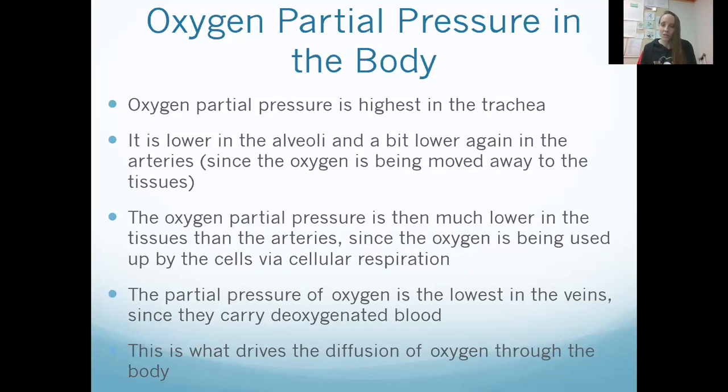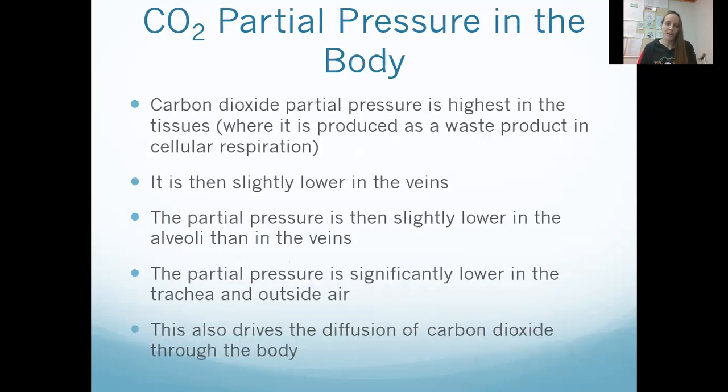Your veins will also have a really low partial pressure of oxygen because the blood in your veins is for the most part deoxygenated. And so all of the diffusion of oxygen from your alveoli into your capillaries and then from your capillaries into your actual tissues is all driven by oxygen just moving from higher partial pressure areas to lower partial pressure areas. Carbon dioxide kind of just works the opposite way.